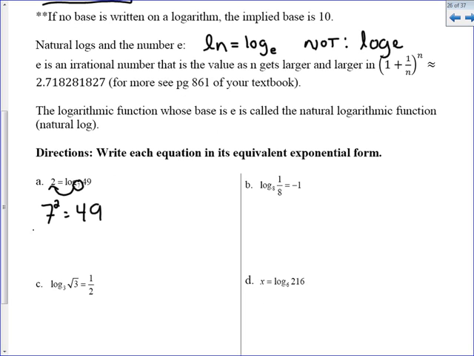Yeah. And again, we're not solving anything. We're just writing it in a different form. Going back and forth between these forms is going to help us in some of our later problems.